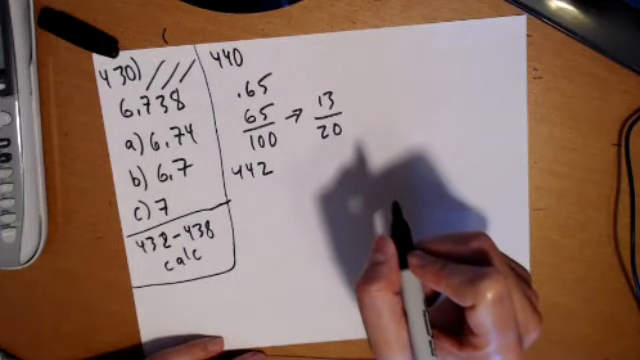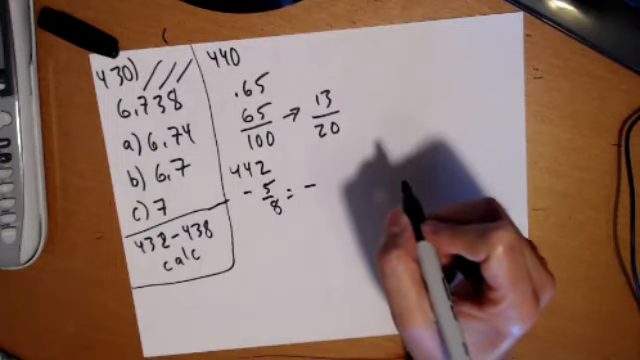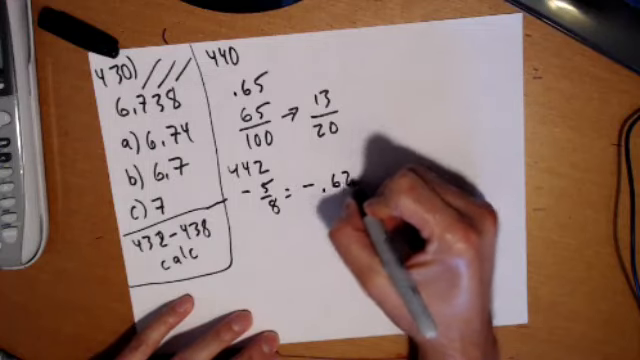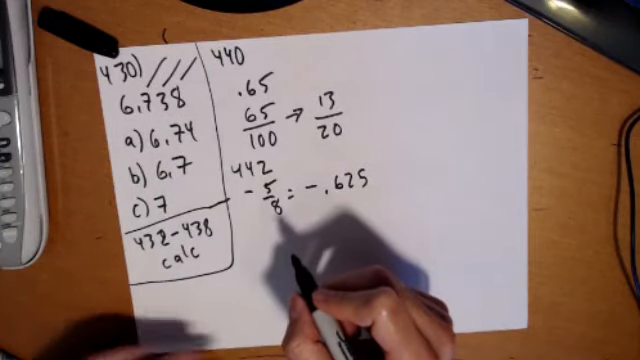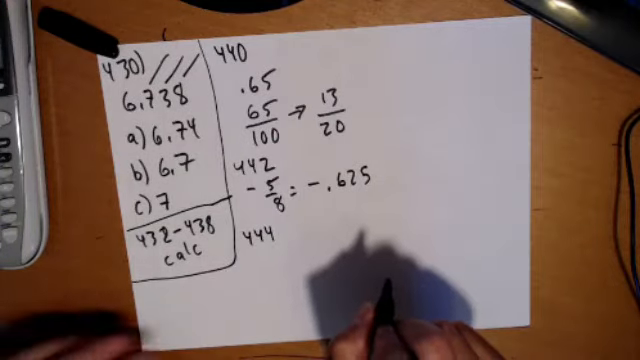Convert each fraction to a decimal. Negative 5/8 is negative, so calculator, 5 divided by 8. Enter. Negative 0.625. Okay, calculator. Easy. 444. Convert each decimal to a percent.